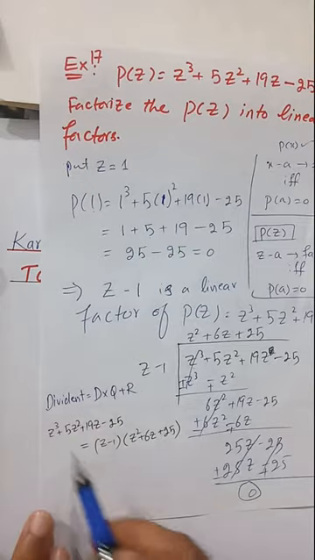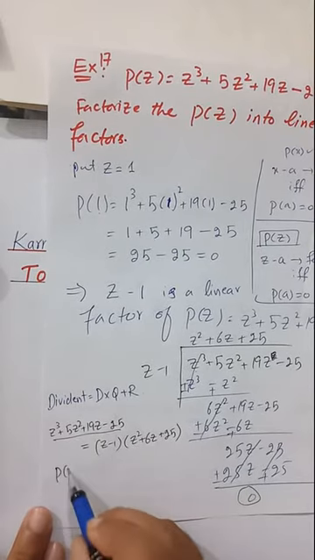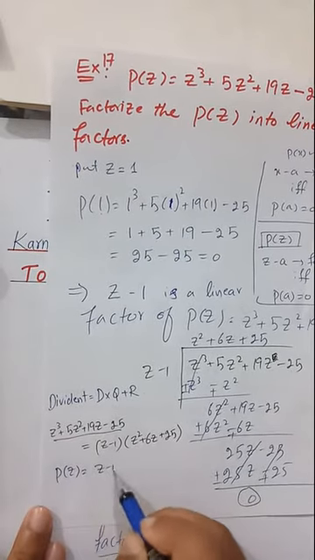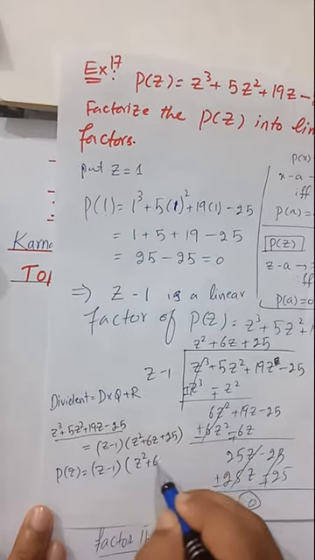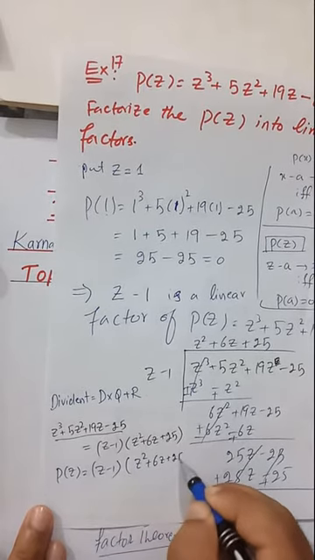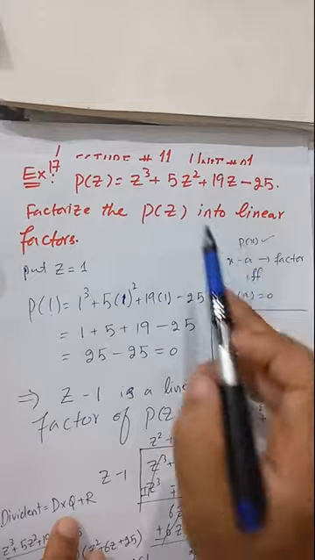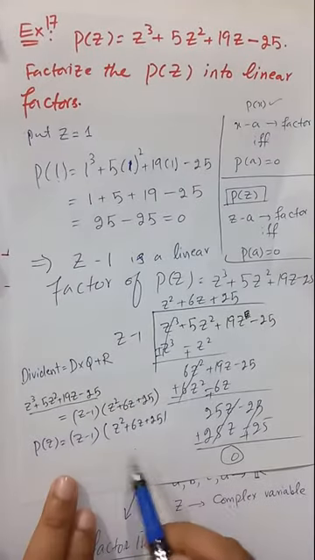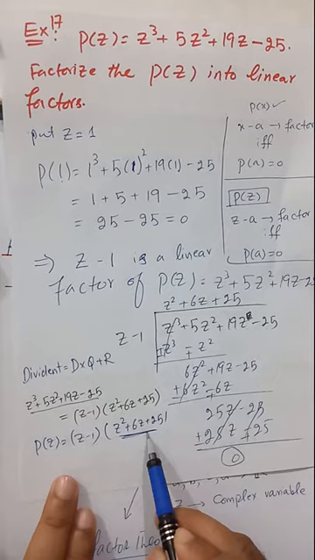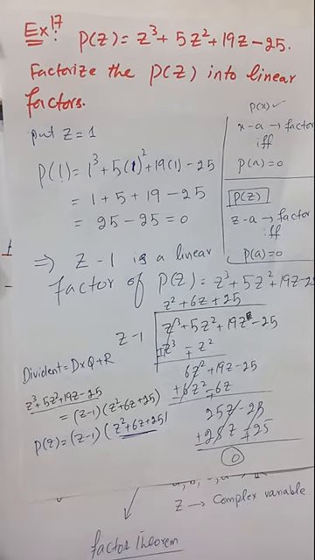So you see that this is your polynomial p of z. So p of z is converted into two factors. One factor is linear and the other factor is quadratic. And the question is, you need to convert the given polynomial into linear factors. So it means you need to convert this quadratic factor into linear factors. It is a quadratic, so that's why this factor will be converted into two linear factors.